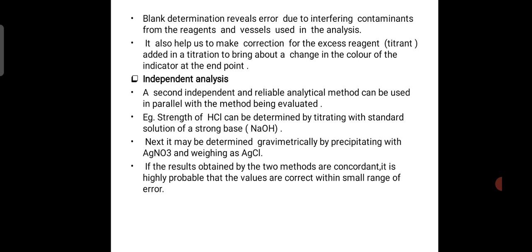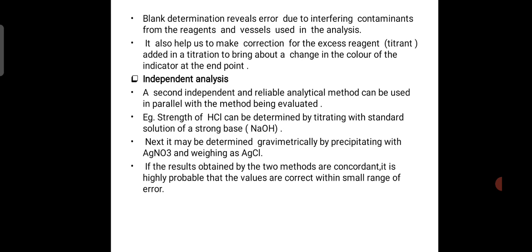So when we are running a blank determination, we could understand whether there are any contaminants present in our reagents or in our vessels, etc. In the case of titration, we could make a correction. That means if any excess reagent is present in our solution, we could find it out.